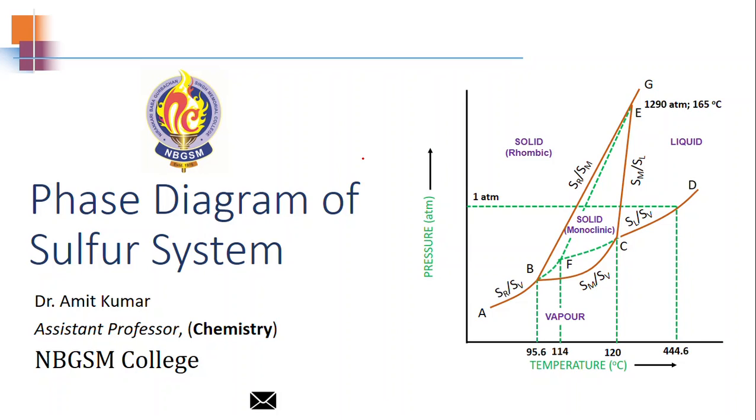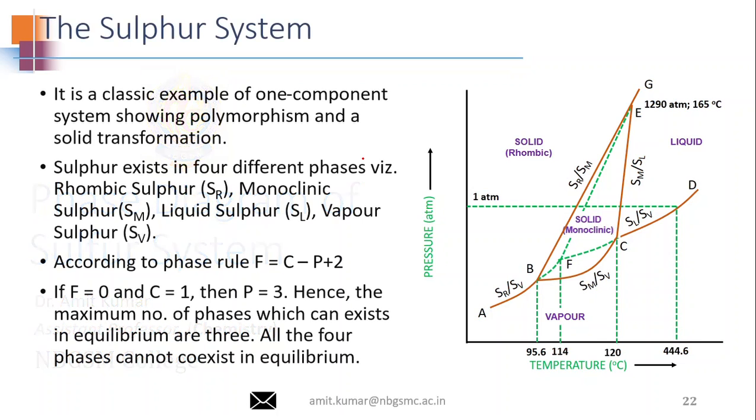Welcome dear students. Today we are going to discuss the phase diagram of a sulfur system. This is a very classic example of a one component system which shows polymorphism and a solid transformation. As you know, sulfur exists in two different states in solid: one is rhombic, one is monoclinic. The third phase is the liquid sulfur phase. Fourth is the vapor sulfur phase.